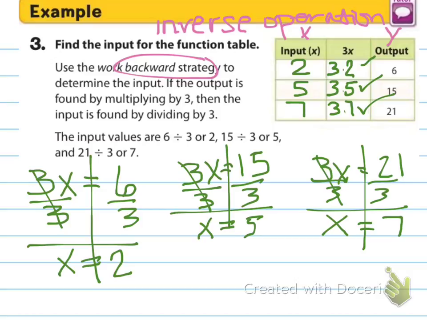Now you're going to do the examples for C and D on your own. And when you come back, I'll show you the answers. So please pause the video now and work on C and D.